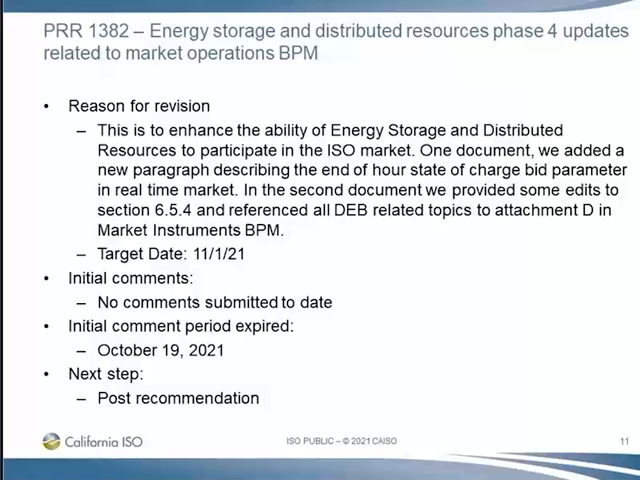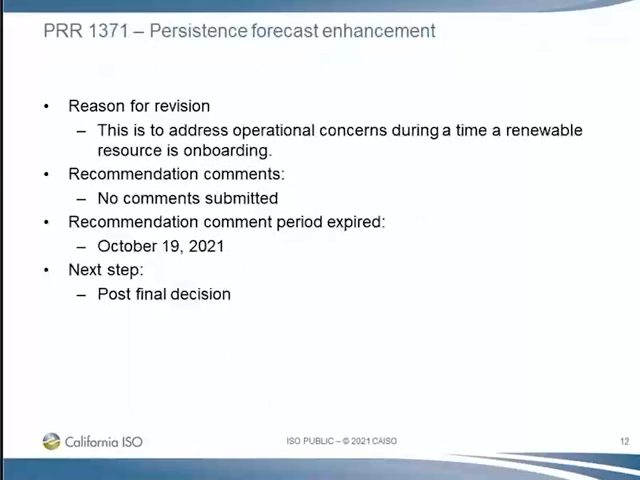Move on also to the last PRR, 1371 of this market operation. This is to address some of the operational concerns during a time a renewable resource is onboarding. Also, no comments submitted, and recommendation comment period expired on October 19, and our next step is to post the final decision. Any question on these last three PRRs?